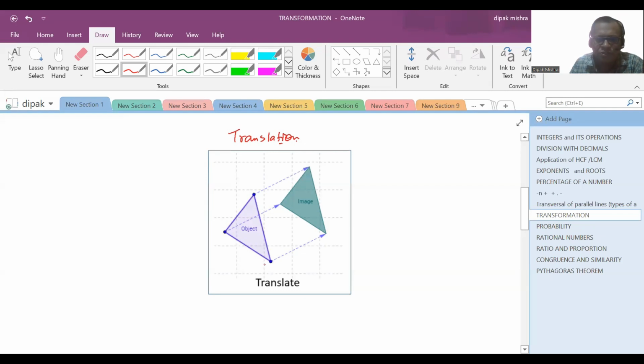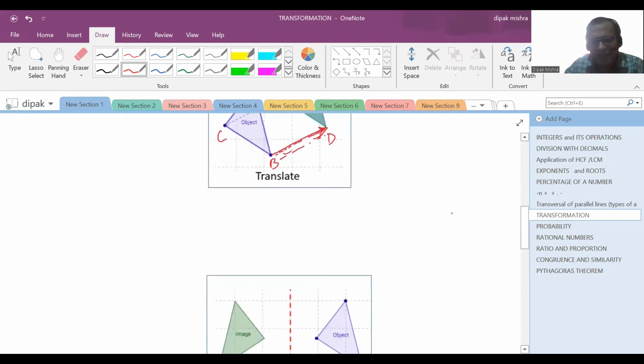So this is an object, and if it moves by a certain distance, the whole object moves by a certain distance. On the right hand side, this point A moves to E, this B point moves to D, and C moves to F. That means the object ABC has moved to EDF by a distance this much, BD or FC or AE. All these distances are equal. Then we call this a translation.